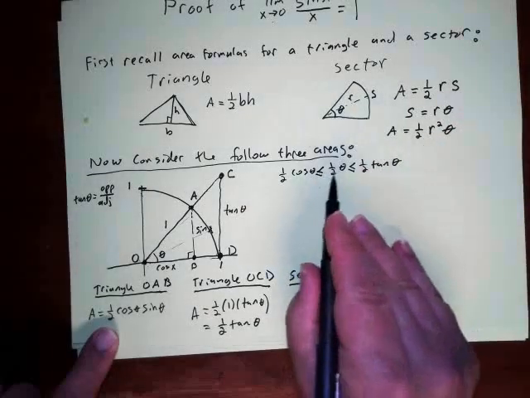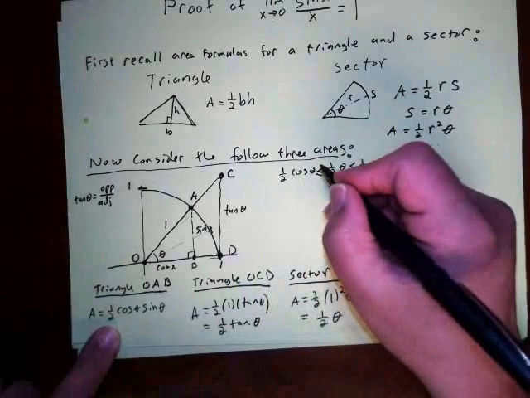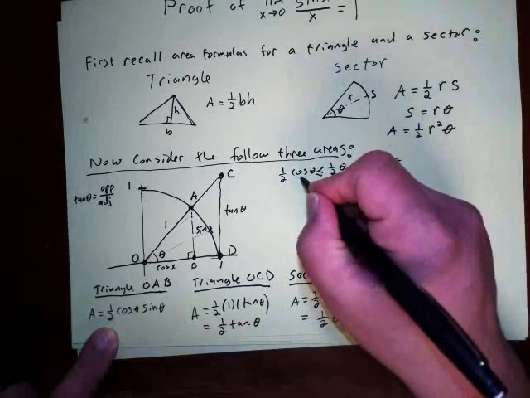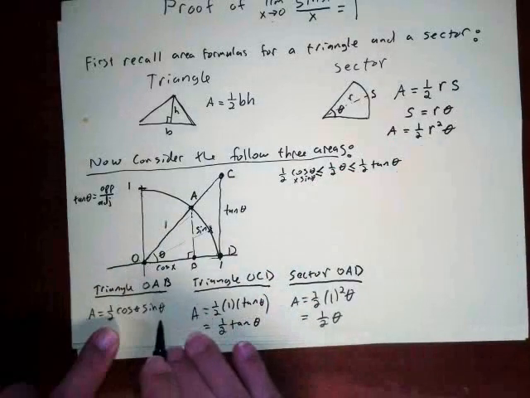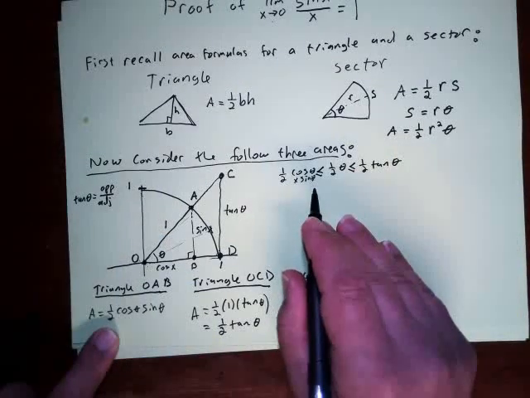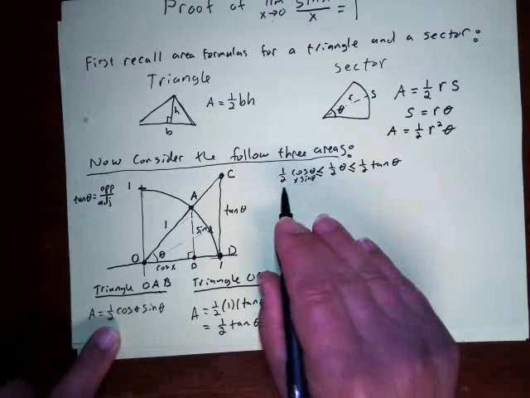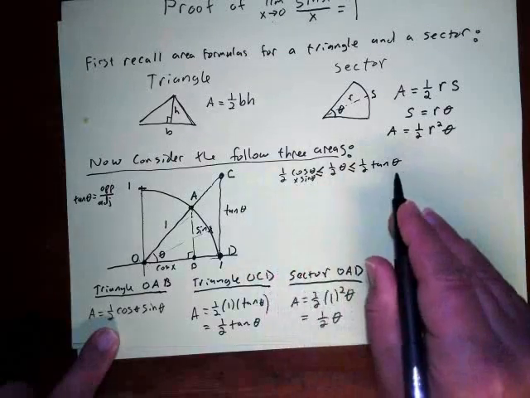Okay, so this is just saying the area of the sector is trapped between these two triangles. Oh, this should be cosine theta times sine theta. Sorry about that. It should be that. Okay, so now what I'd like to do is multiply everything through by theta.